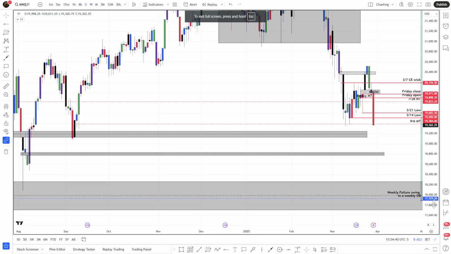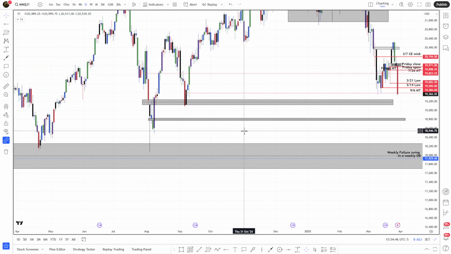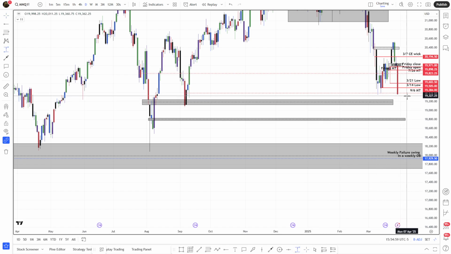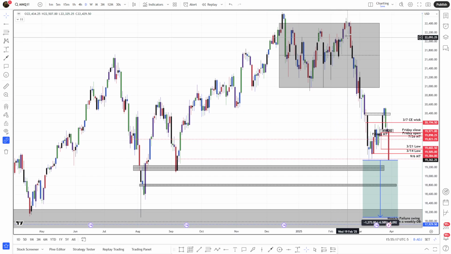Okay, so let's look at the potential for next week and what we have on the daily. We're really not that far away from our swing lows, the equal lows. If I just measure this out, 1,200 points. With volatility being so high, that's easy for a week to cover. And we've seen it back here.